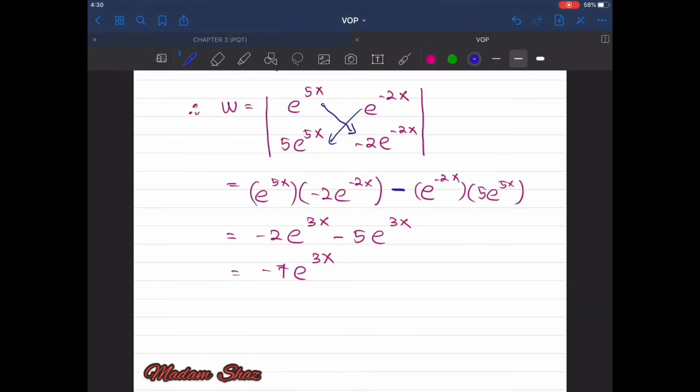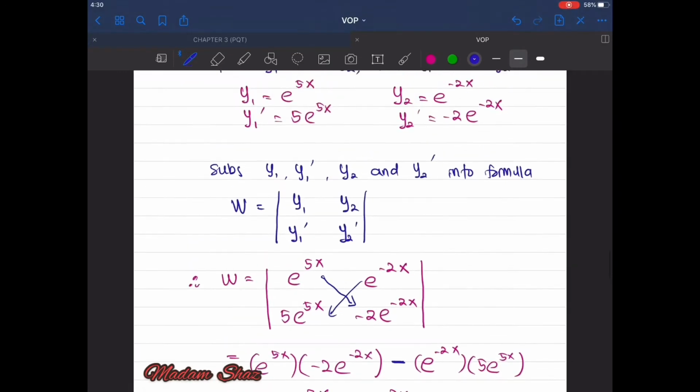After we have obtained the value for the w, now we can calculate u and v. But before you can calculate the u and v, refer back to the formula.